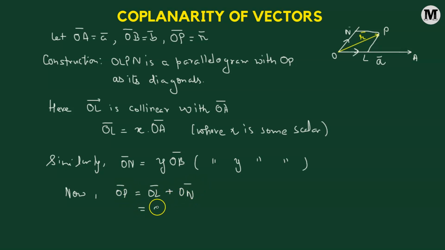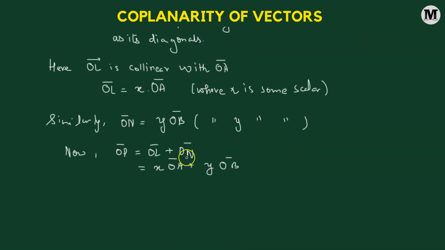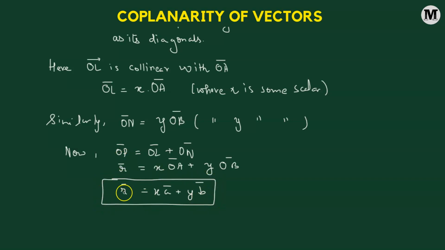Now, what is OL vector? We have already defined OL vector as x times OA vector, and ON vector as y times OB vector. And we have already assumed OA vector to be the vector A and OB vector to be the vector B. This is going to be x times A vector plus y times B vector. And OP vector, we have already defined as the vector R, which is coplanar with A and B. So here we have successfully expressed the vector R, which is coplanar with A and B, in a unique manner. It has x amount along A vector added to some y amount along B vector.